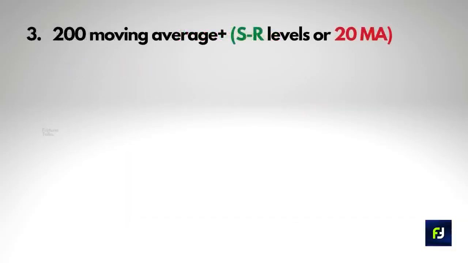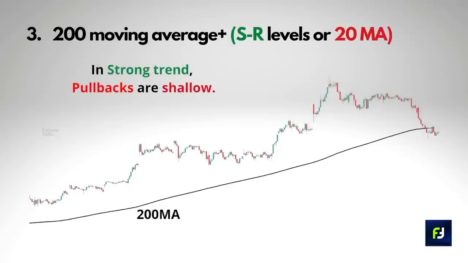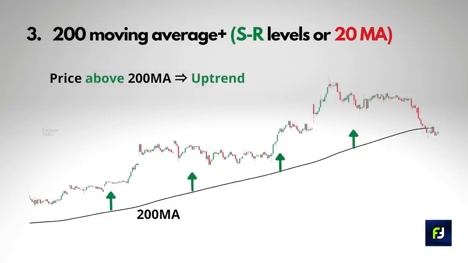Now, the third strategy is using a combination of moving averages and support resistance levels. So, in strong trending markets, the price is unlikely to pull back towards the trend line or a moving average, or simply the pullbacks are shallow. Thus, you can look to trade from a 200 moving average. Now, by a general rule of defining the market trend, if the 200 moving average is pointing higher and the price is above it, then the market is on an uptrend.